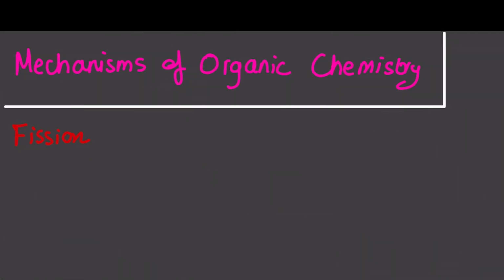Okay guys, talking about fission. Fission is really simple. What is fission? Fission is essentially that you're breaking a bond and you're dividing electrons. It is further divided into two types: homolytic fission and heterolytic fission. And they're both quite distinct.